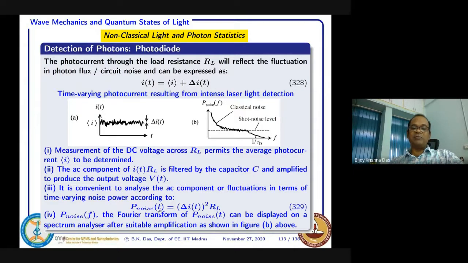This is a function of time. As this fluctuates, delta I varies, so you see that noise will be there. Now this noise is varying as a function of time.